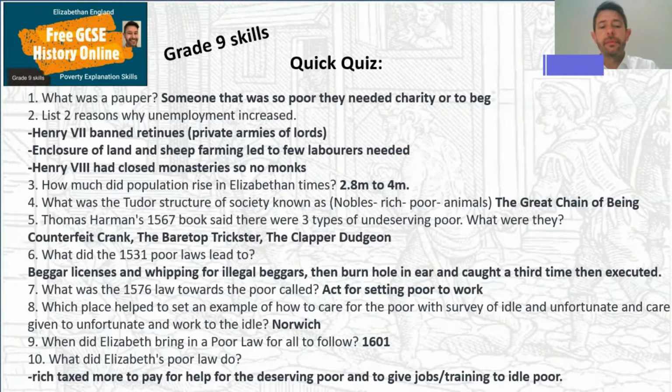So when did Elizabeth bring in a poor law for all to follow? In 1601. And what did Elizabeth's poor law do? Well, the rich were taxed to pay for the deserving poor to be given jobs, support and training, and the idle poor were obviously going to be forced into work as well. And some places started to do the idea of workhouses, although that was obviously not the national law until 1834.